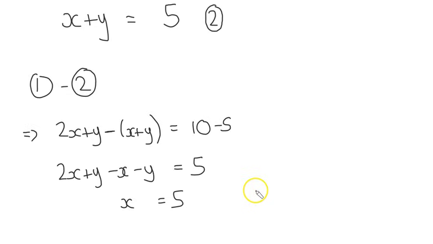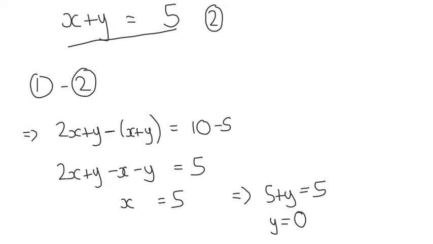And then again, remembering we need to get a y value as well. So if we put it back into this equation, then we're going to get 5 plus y is equal to 5, and that has to mean that y is equal to 0.